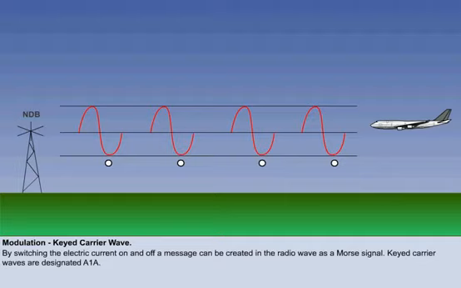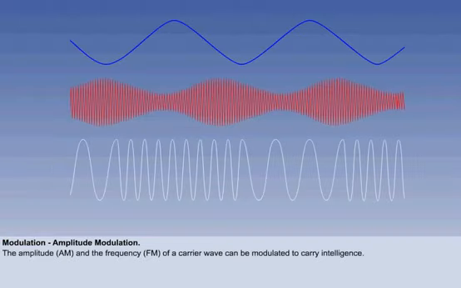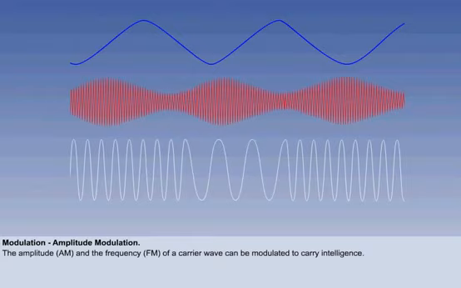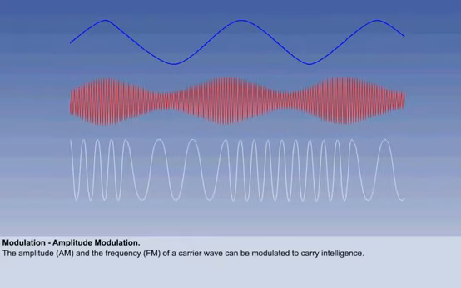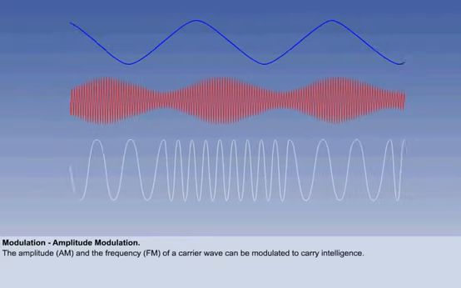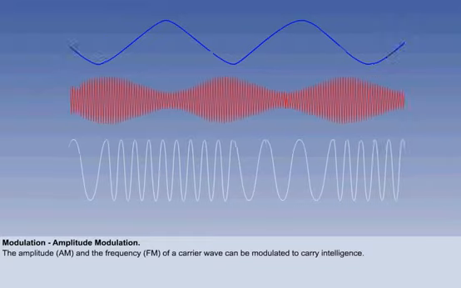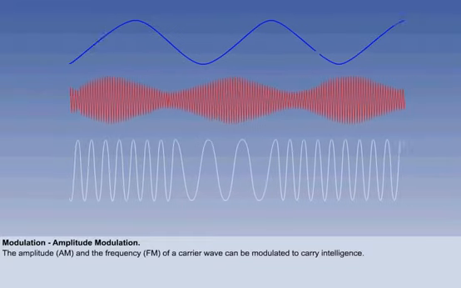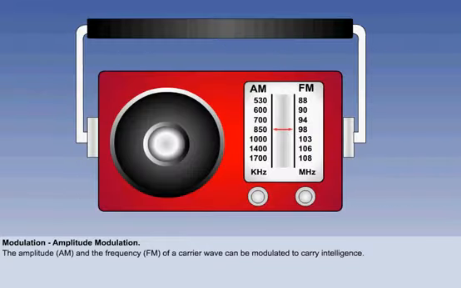More sophisticated intelligence can be superimposed upon a carrier wave by modulating either the amplitude of the carrier wave, AM, or modulating its frequency, FM. You will be familiar with the term AM radio. This means amplitude modulated radio and refers to the medium wave broadcast band, 300 to 3000 kHz.